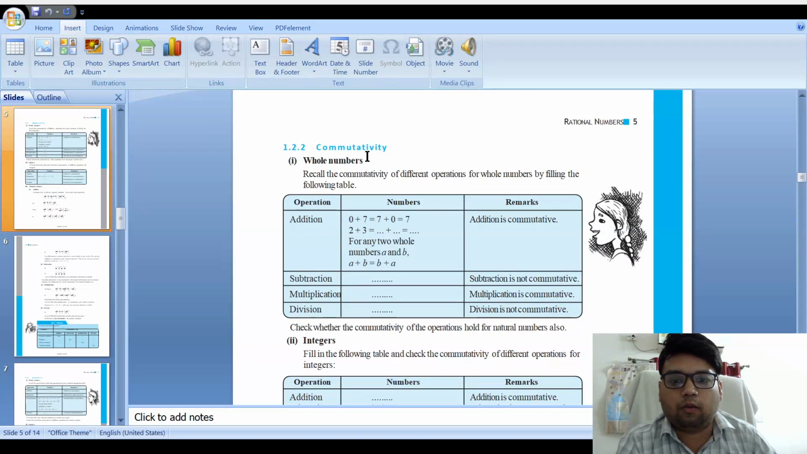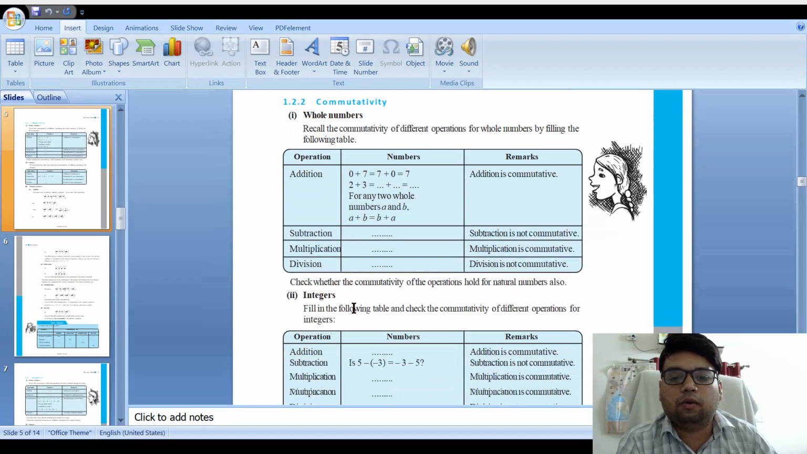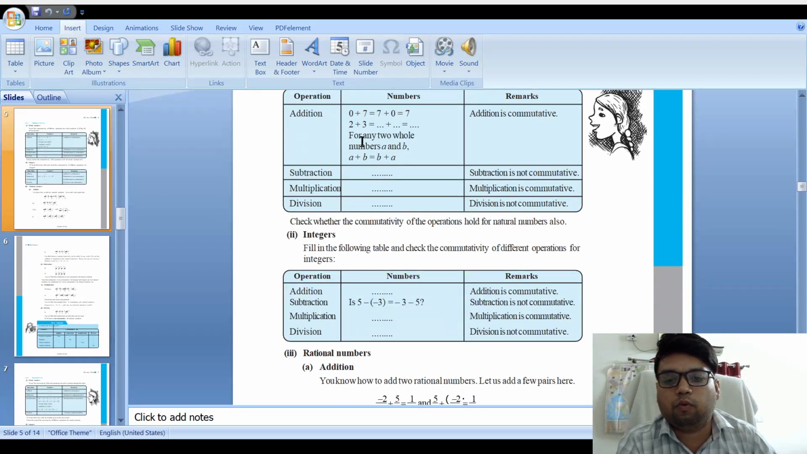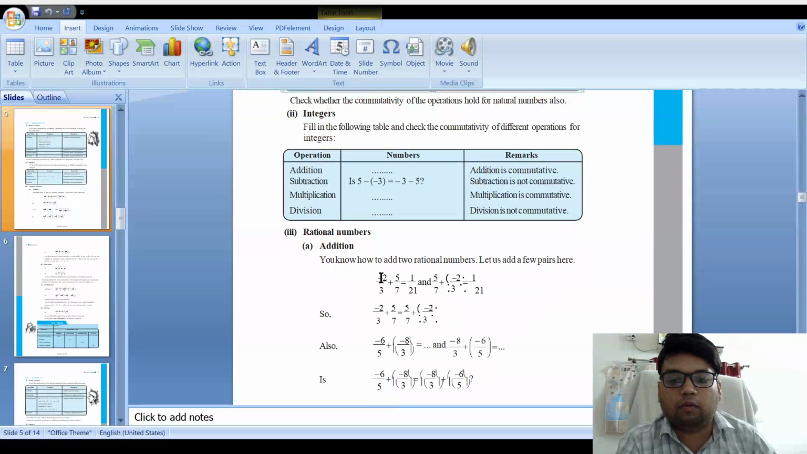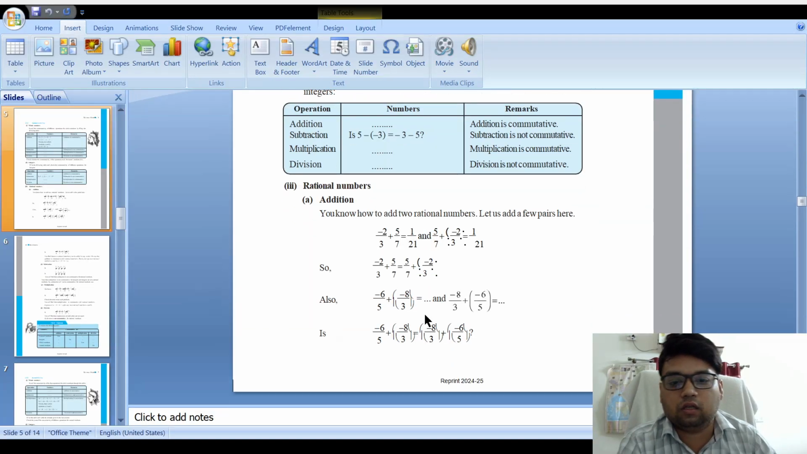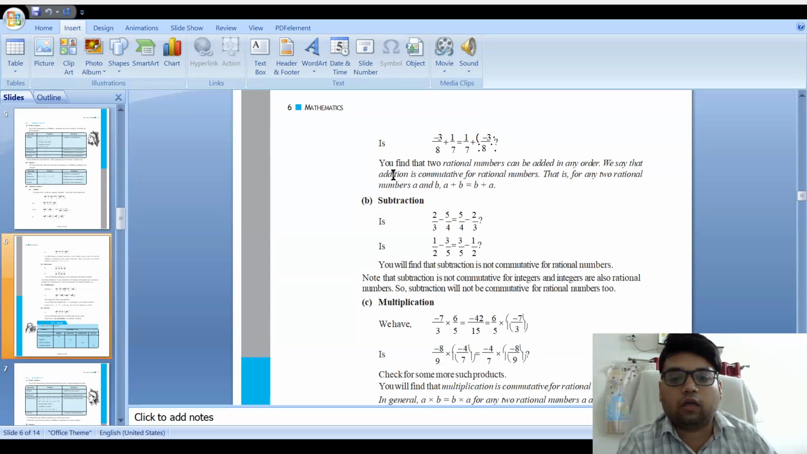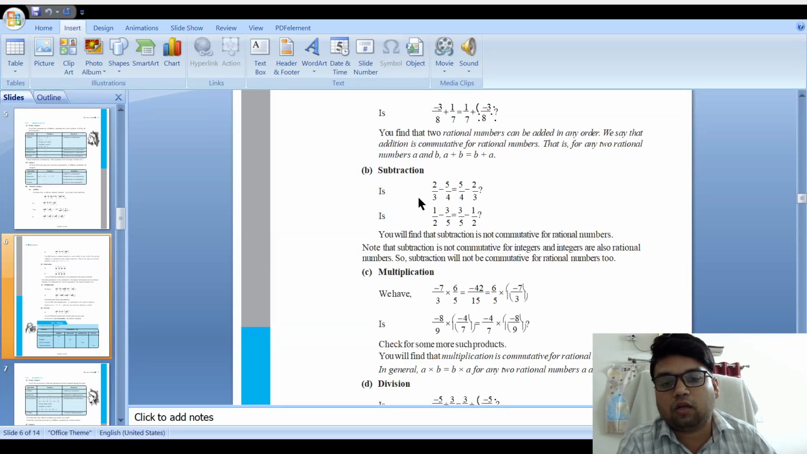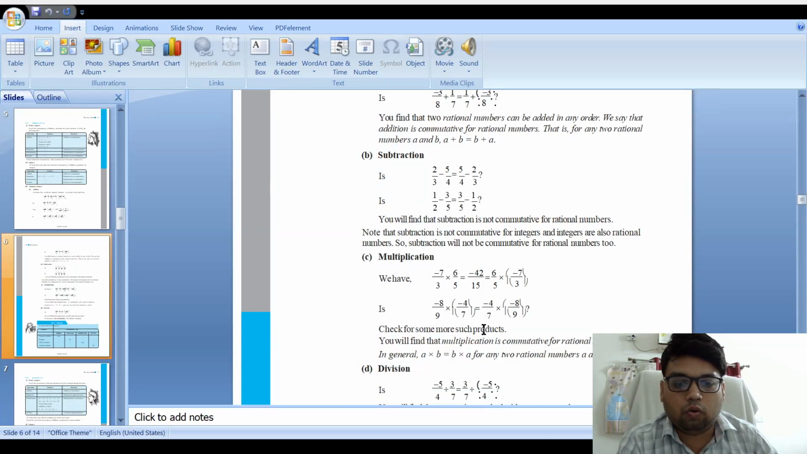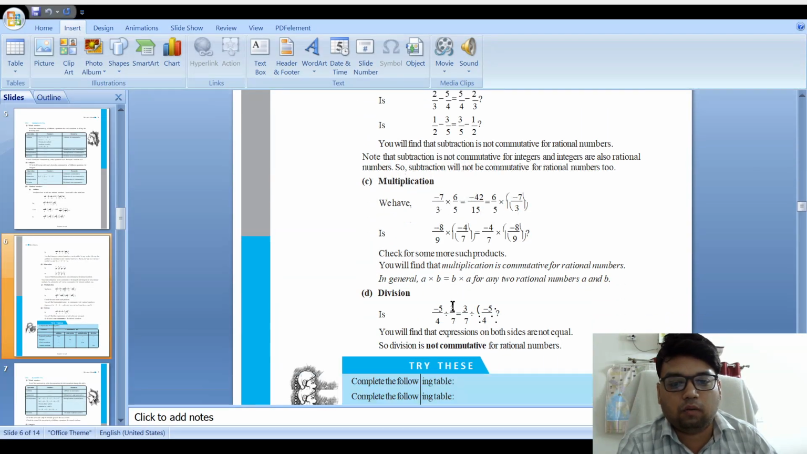Now the second property is the commutative property. As we know, we have to change the position: 0 plus 7, 7 plus 0. Similarly, a plus b equals b plus a, and we have to prove this in the case of rational numbers also. Minus 2 by 3 plus 5 by 7, and 5 by 7 minus 2 by 3. Is the result the same in both cases? Yes, the result is the same for addition and multiplication, but not the same for subtraction and division. When you solve it, the result will not be the same for subtraction and division. It will be the same only for addition and multiplication.